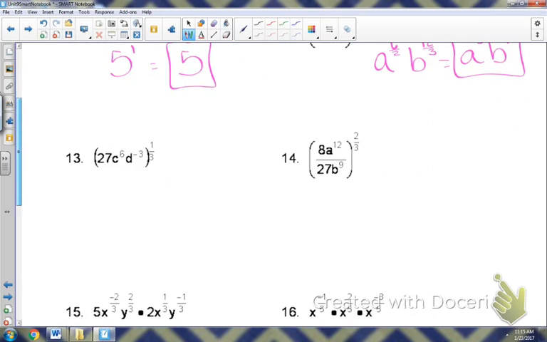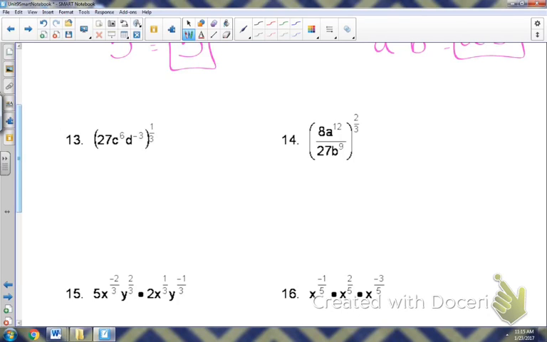Alright, now looking at 13. Notice on this one, 27 is a coefficient, so do not forget to raise that coefficient to that exponent on the outside. So we need to have 27 to the 1/3 power, and then we're distributing, so we're multiplying those exponents. So C, that would be 6/1 times 1/3. D would be -3/1 times 1/3. Okay, so notice my base is a number here raised to a rational exponent, which is also a number. If your base is a number, you need to evaluate.